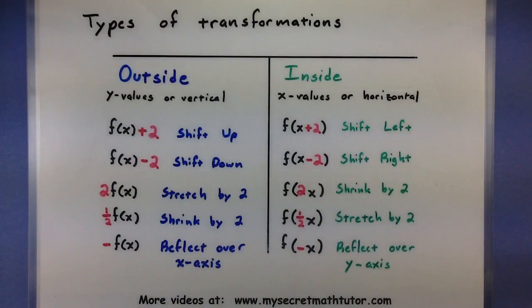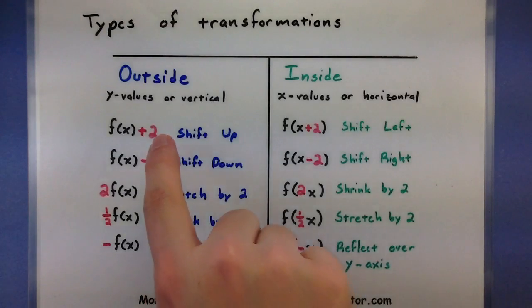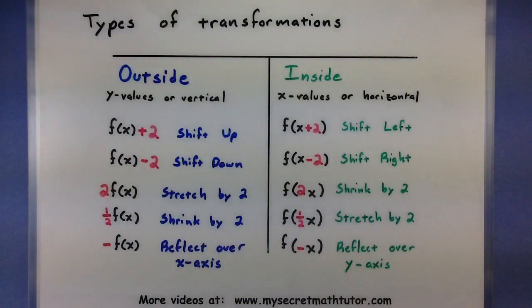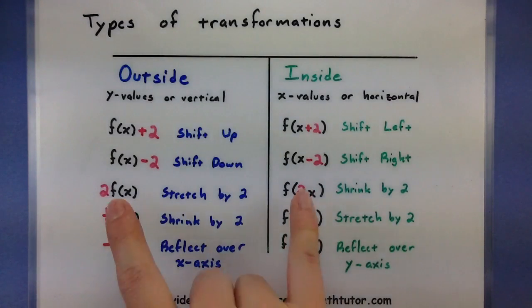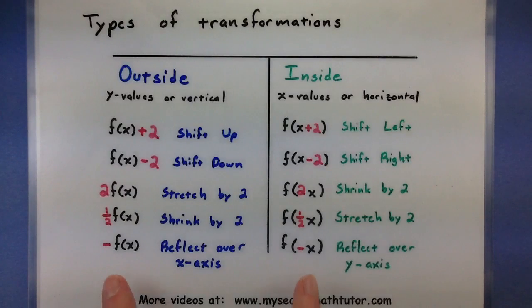Some of the key things that we're going to be looking out for as we apply more than one transformation is where they're located. They'll either be on the outside or the inside. We'll be looking at addition and subtraction for our shifts, multiplication for our stretches and shrinks, and negative signs will help us recognize any reflections that might be present.